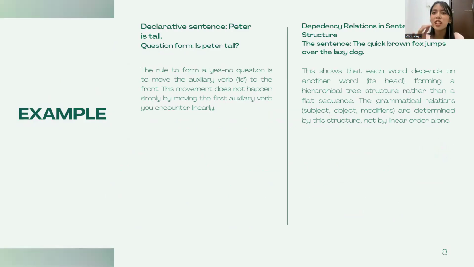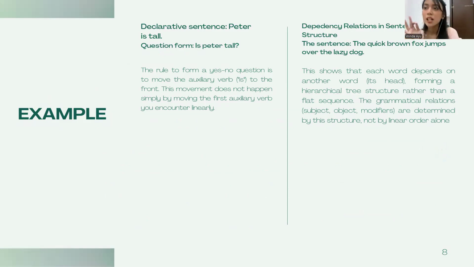For the example, the declarative sentence is Peter is tall. So the question form is Is Peter tall? The rule to form a yes-no question is to move the auxiliary verb is to the front. This movement doesn't happen simply by moving the first auxiliary verb you encounter linearly.